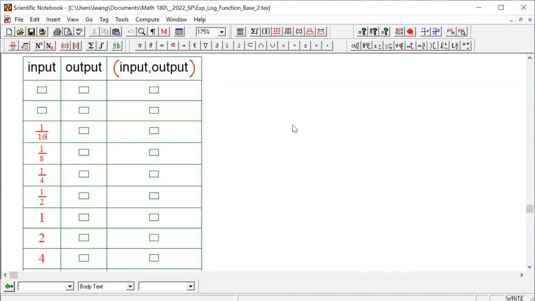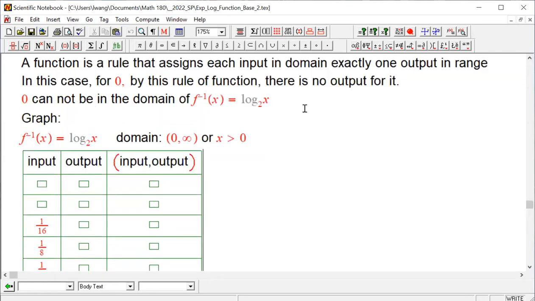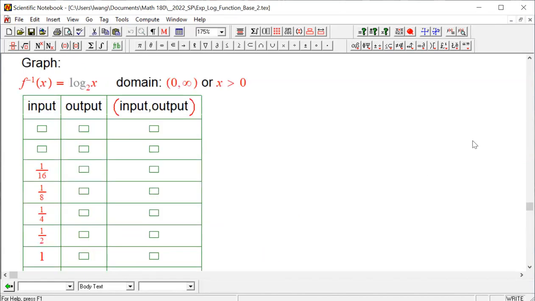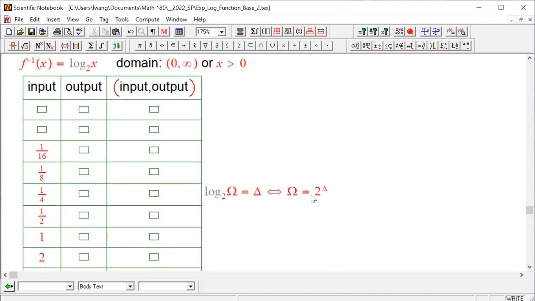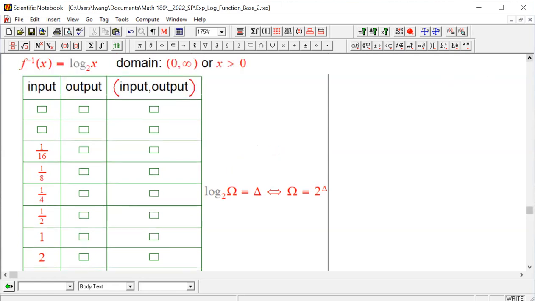So let's work with some numbers and apply the rule. The rule of the function, and don't forget, we have a definition next to us, so we can apply this definition when we need it. So let's start from easy numbers. I think 1, 2, 4, 8 will be pretty easy. So we're going to apply the rule of the function, just log base 2 of x.